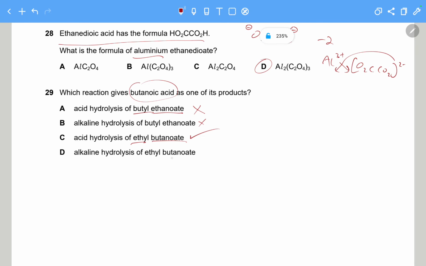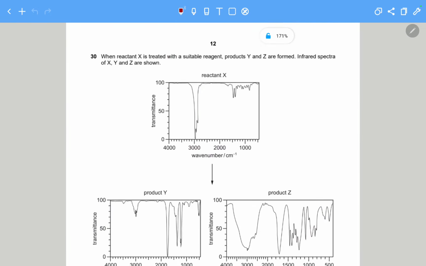Alkaline hydrolysis of ethyl butanoate, ethanol plus butanoate ions, because again alkaline hydrolysis does not give the acid because the acid will react with the alkali. So it will give us butanoate ions, not butanoic acid, which is not what we want, and therefore option C is the correct answer. Question 30.